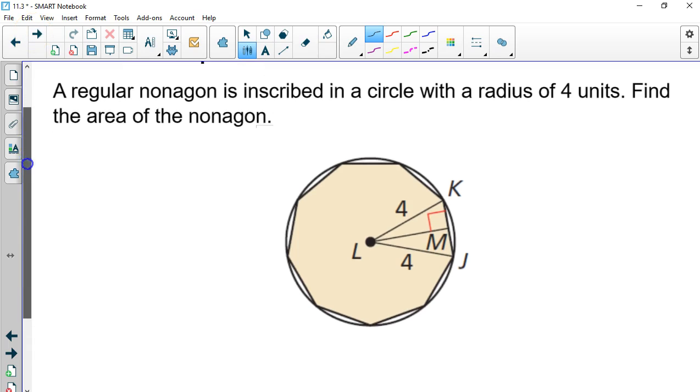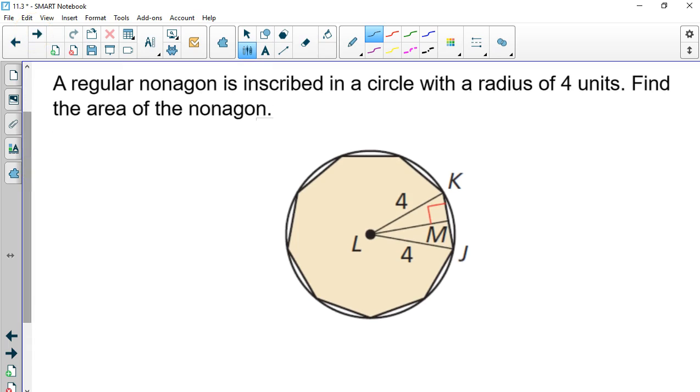So, let's get into this. We have a regular nonagon. Nonagon means 9-sided. Okay? With a radius of 4. So, what I'm going to do here is I'm going to take this triangle out and just do this part right here. So, here we have L, here we have K, and here we have M. Now we have a 90-degree angle here. This is 4. Okay?